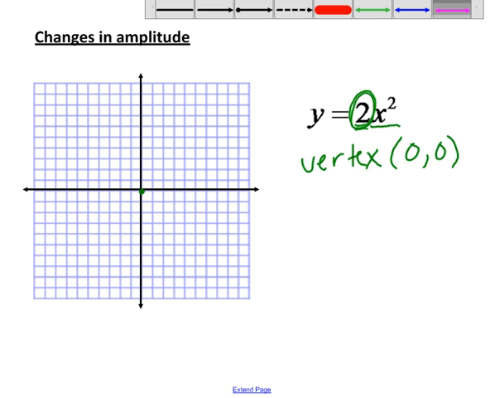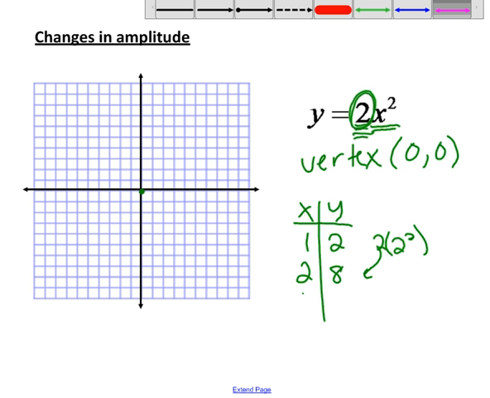Let's think about this. If we square 1, 1 squared is 1 times that 2 is 2. 2 squared is 4 times the 2 gives us 8. 3 squared is 9 times 2 is 18. What's happening, normally our points are 1, 1, 2, 4, 3, 9. What's happening to our y value? It's increasing by a factor of 2. All of those have been multiplied by 2, even though our x value is staying the same.